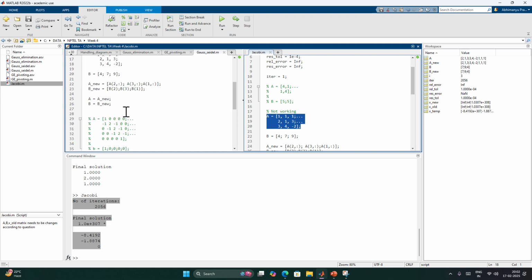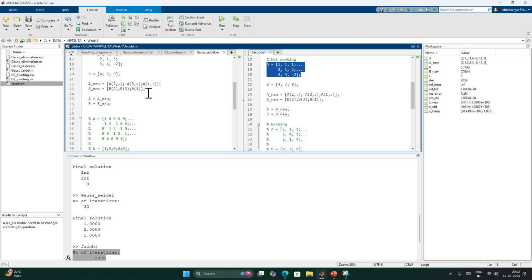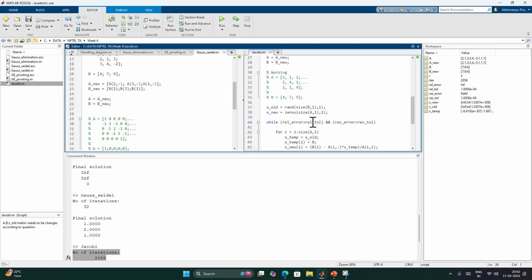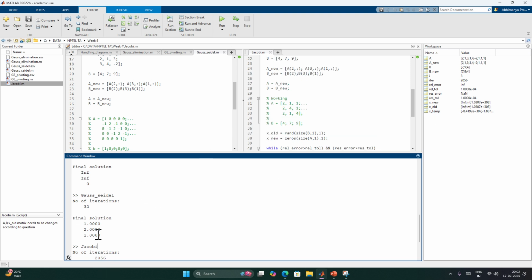After pivoting we get some sort of dominance, but it's not completely dominant. So for such problems Gauss-Seidel works. I'm not sure if this will work for every problem, but for this problem it works. But Jacobi does not work. It ran for some 2000 iterations and still I'm not getting a correct value.